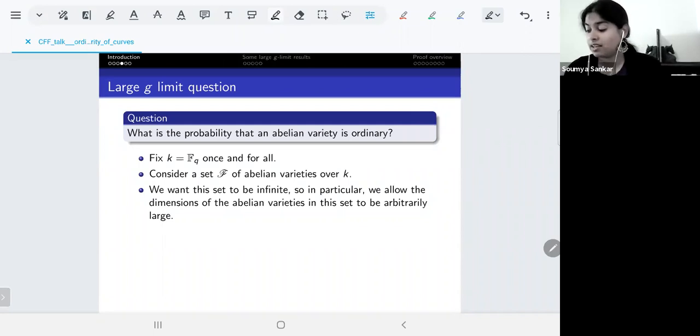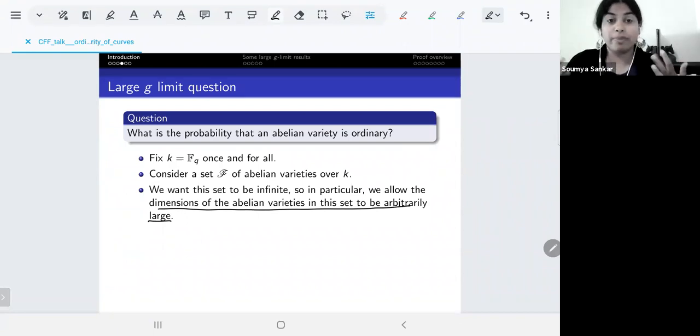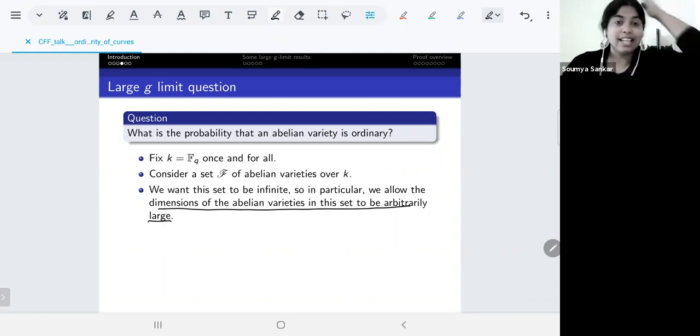We consider a set of abelian varieties over K. I will often call this a family, but it's not a family in the geometric sense, because you're fixing a finite field, and typically we want the set to be infinite. In particular, the dimensions of the abelian varieties are going to be arbitrarily large. So it's not a family in the geometric sense, but more in the sense of the talk from earlier today, the previous talk.